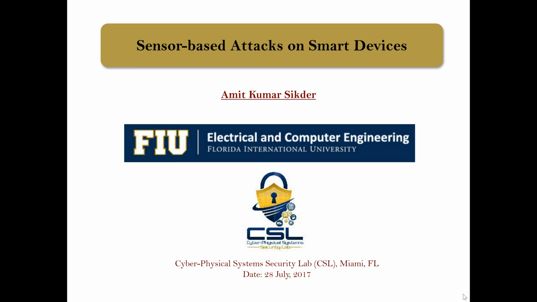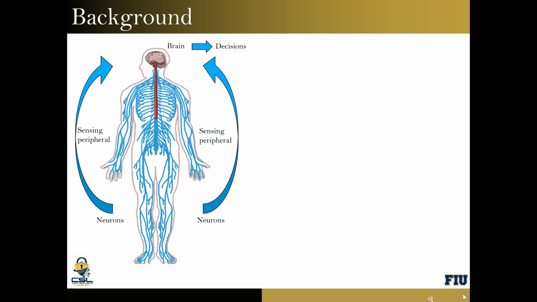We can compare sensors with the nervous system of the human body. In the nervous system, neurons sense the periphery of the human body and give feedback to the brain. The brain processes that sensing data and gives us decisions on what to do. Like if it's cold, just take a sweater. If it is hot enough, just turn on the AC.